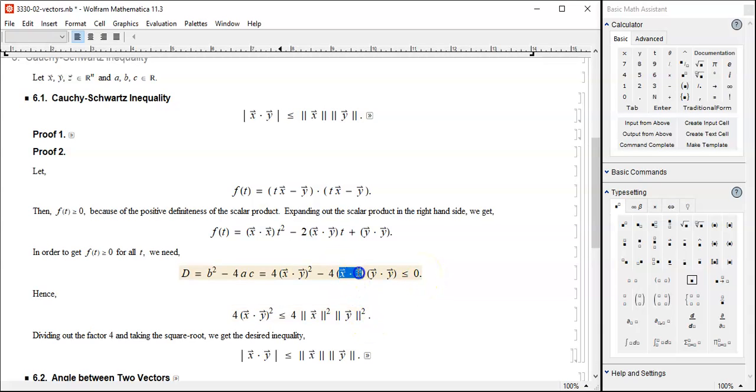This is nothing more than norm squared. Norm squared. Divide by 4 and then take the square root. We get the Cauchy-Schwarz inequality.